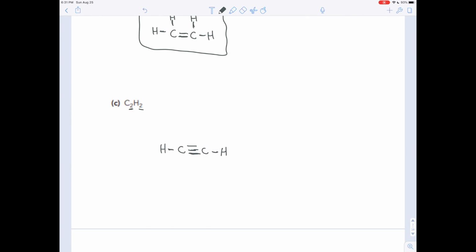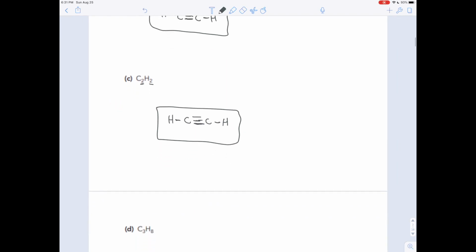There's a triple bond between the carbons. This molecule is called acetylene. It's what's used in welding torches.